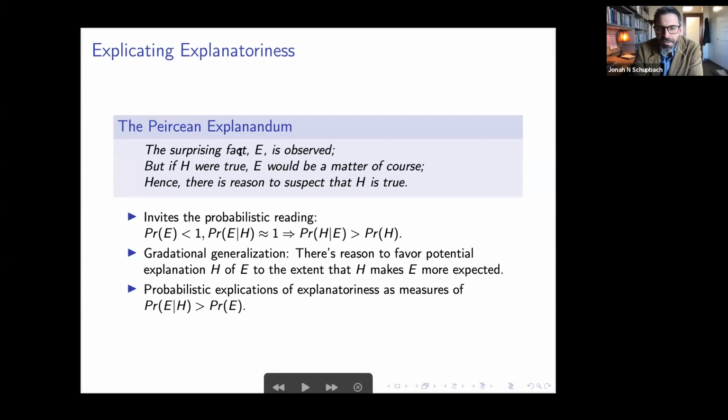We have the surprising fact E is observed, and then if H were true, E would be a matter of course. So the notion of explanatoriness here again is something like E is made much more expected in light of H than it otherwise was. And in terms of Bayesian interpreted probabilities, that's captured by this inequality. And to the extent that this inequality holds, the strength of that inequality itself gives us a sort of measure of the degree of explanatoriness that some H has over an E. That's the basic idea. Now, how to make that more precise, how to actually give a measure or a quantitative explication of this idea of explanatoriness?